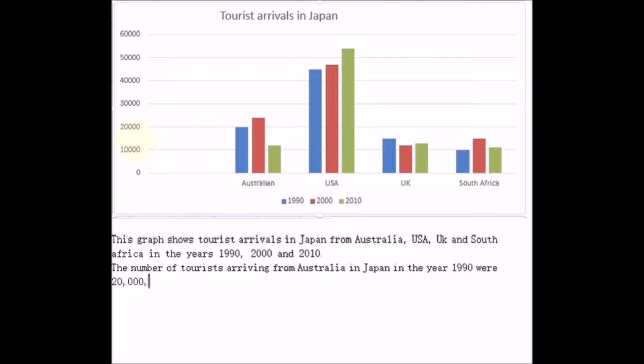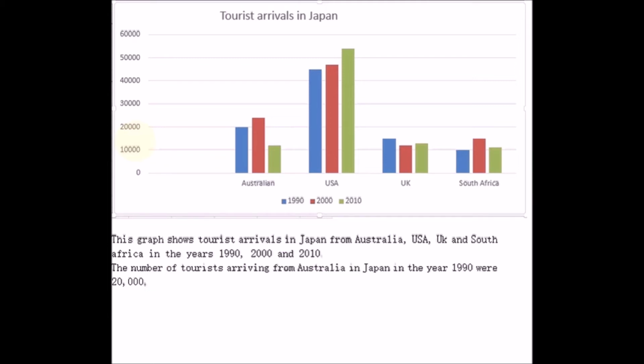We could say tourists going to Japan. Okay, Australian tourists arriving in Japan. A couple of different ways. So it's always nice to change the words but not the topic in general, just to make it a little less monotonous. Okay, so let's begin by writing about Australian tourists first.